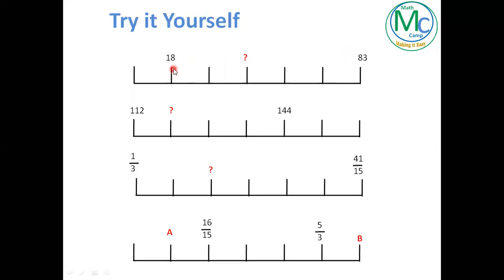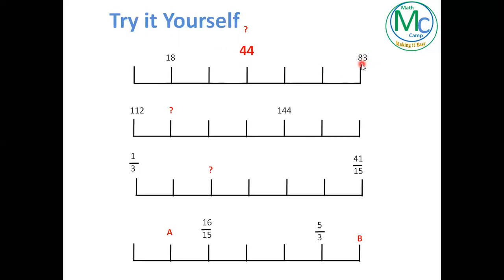So from 18, when we move forward, we have to add 13 to this 18. So 18 plus 13 will give you 31. That is the value of this point. 31 plus 13 will give you the value of this point, which is 44. You can also go backward from here, but the value of one jump will remain the same. So the value of one jump for this number line was 13. To go backward, you have to subtract that value of one jump from this point.